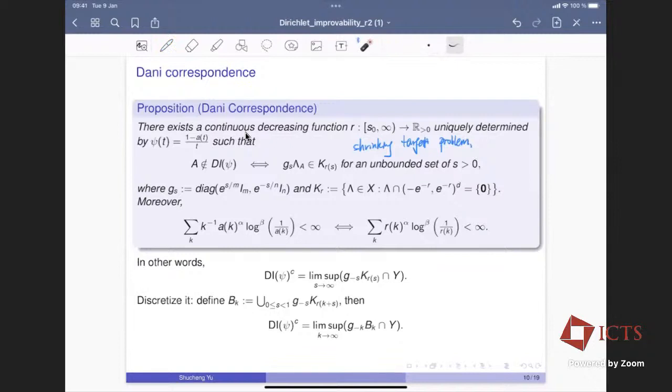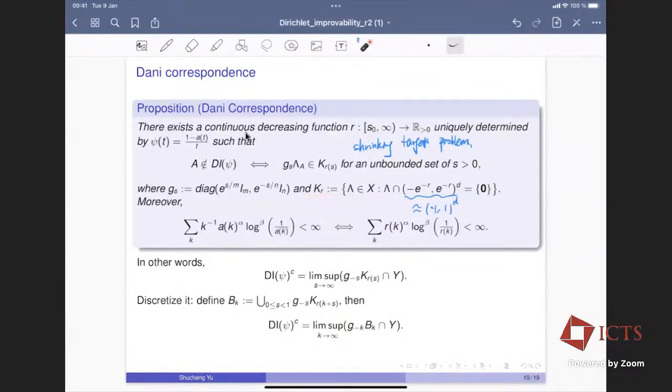Here this set KRS is defined as the set of lattices avoiding those cubes. In our situation, this RS function would eventually decay to 0. So RS would be some positive number, but as S goes to infinity, it decays to 0. So as R gets close to 0, those cubes would be close to the double unit cube, minus 1, 1 raised to the power D. So it's a big cube, and not many lattices would avoid it. This is a strong condition, and this set is a small set. Later we will see that this is actually a compact set sitting in our homogeneous space.